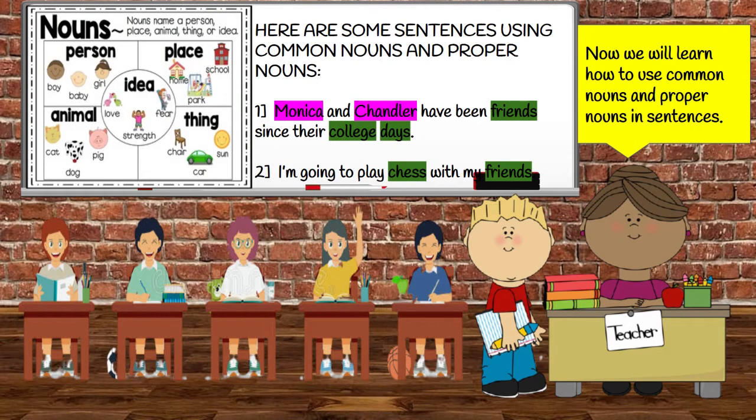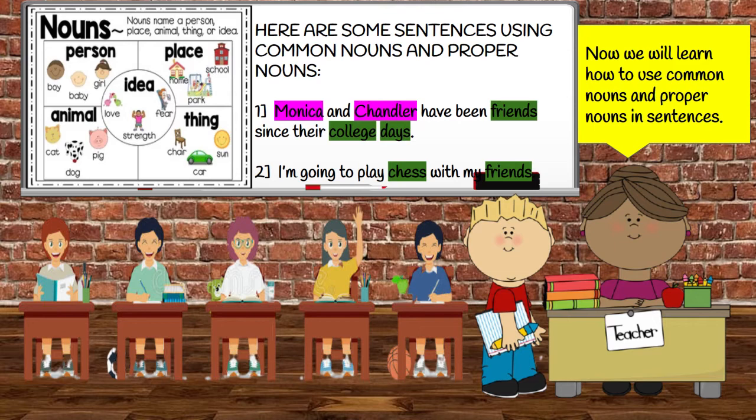Now we will learn how to use common nouns and proper nouns in sentences. Here are some sentences using common nouns and proper nouns. Number one, Monica and Chandler have been friends since their college days. Monica and Chandler have been highlighted in purple. They are proper nouns. They have been capitalized. Friends, college, and days have been highlighted in green. They are common nouns. They have not been capitalized.